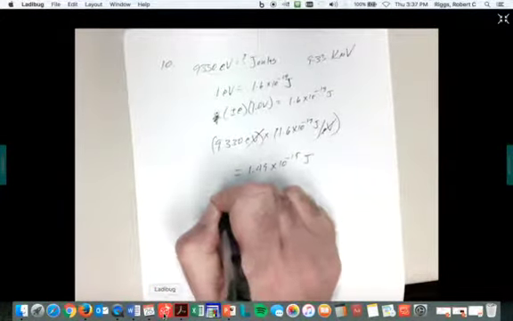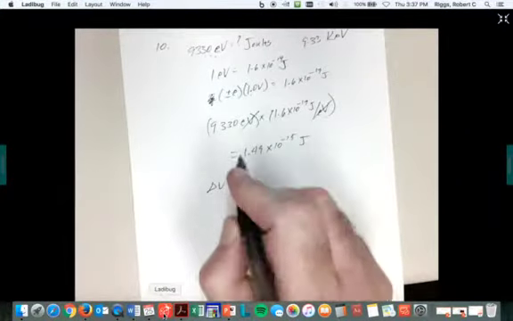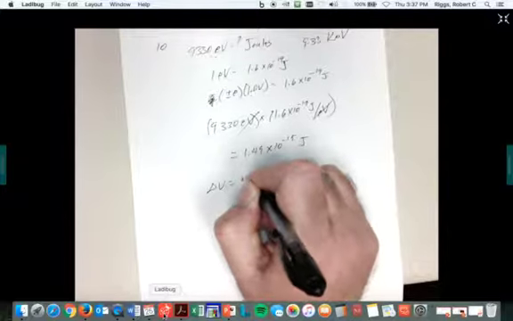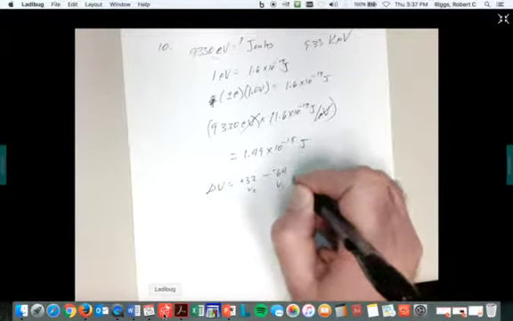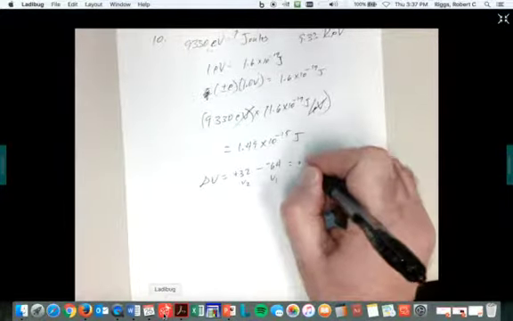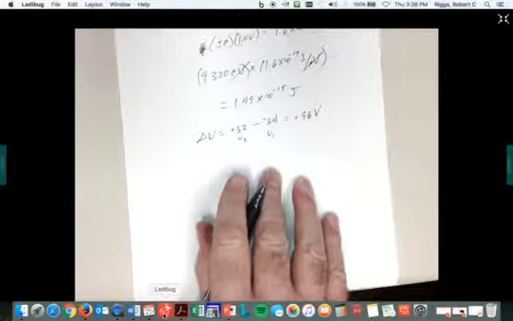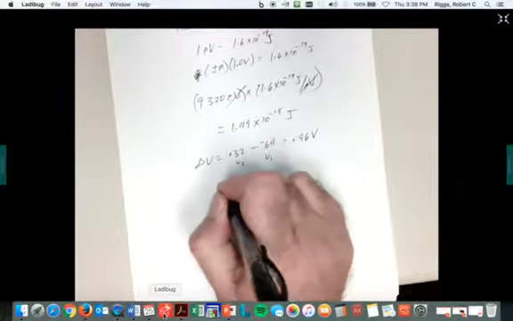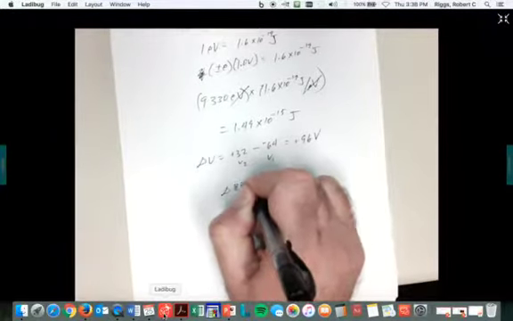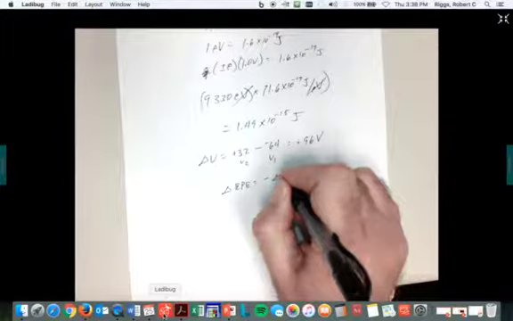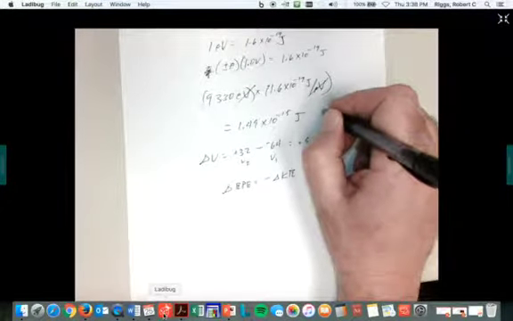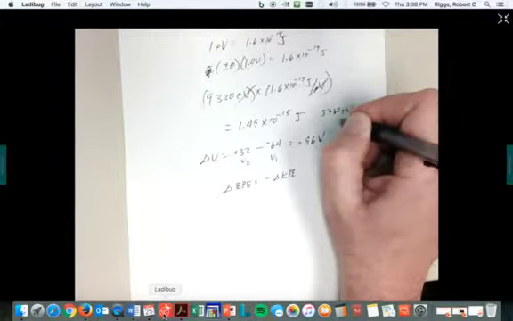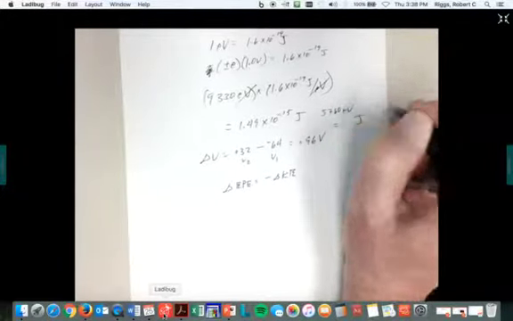Then the change in voltage that I have is going from positive 32, which is V2, minus negative 64, which is V1, which gives me positive 96 volts. And the change in electric potential energy is equal to the negative change in kinetic energy, so I just subtract those two energies. Was it 5,760 eV? You can figure out how many joules that is. You can do that one.